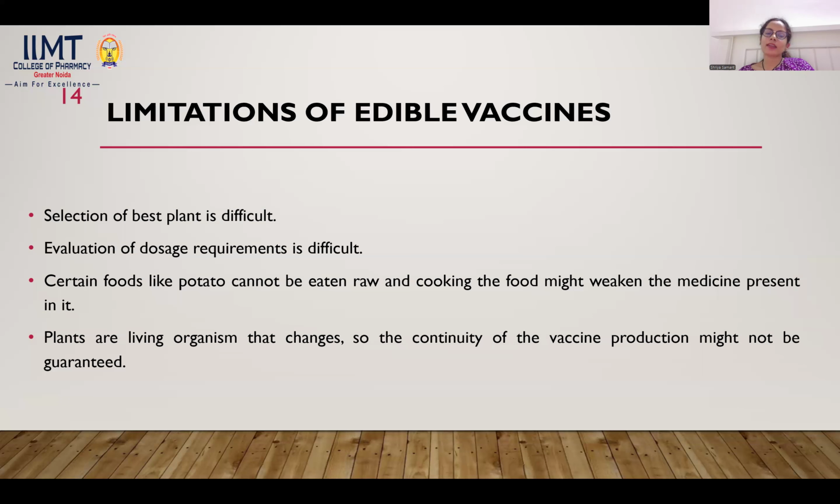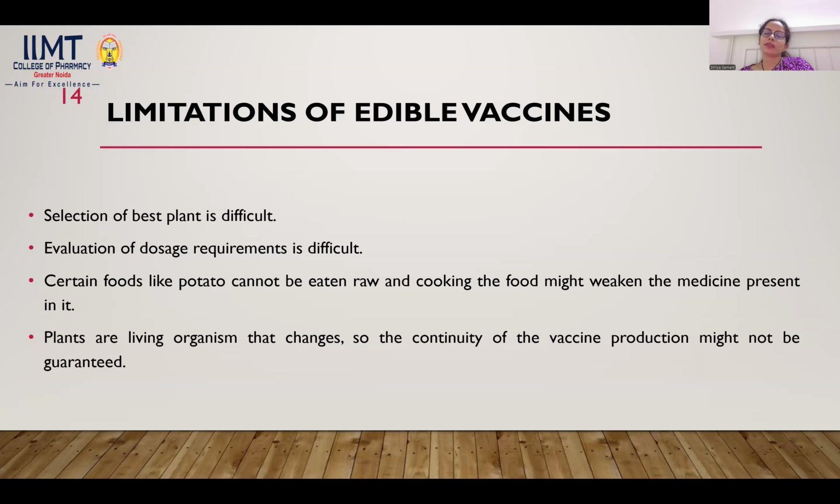Along with advantages, there are a few limitations as well for edible vaccines. The first limitation is that the selection of the best plant is difficult. It takes time. Second limitation is that evaluation of dosage requirement is difficult, because if you're eating the vaccine in the form of a vegetable, you don't know how much you require. Third, certain foods like potato cannot be eaten raw, and cooking the food might weaken the medicine present in it. For example, if we have produced a potato which has an edible vaccine in it, obviously we have to cook it because we cannot eat it raw, while the process of cooking could weaken the medicine present in it.